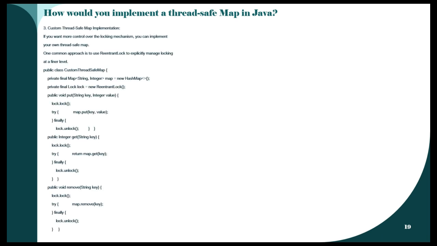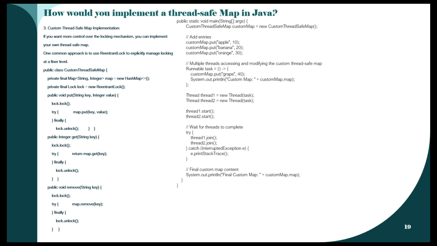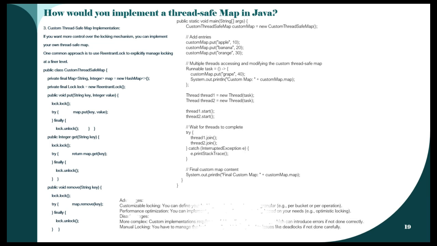Now third, you can have your own thread safe map implementation. If you want more fine-grained control of the locking mechanism, then we have Lock, like ReentrantLock, where we have our own implementation. That's where we can make use of it. That's the way we make it.